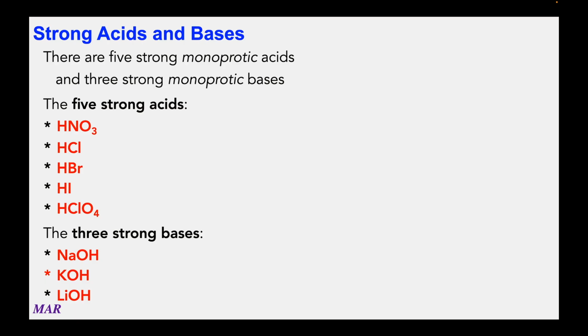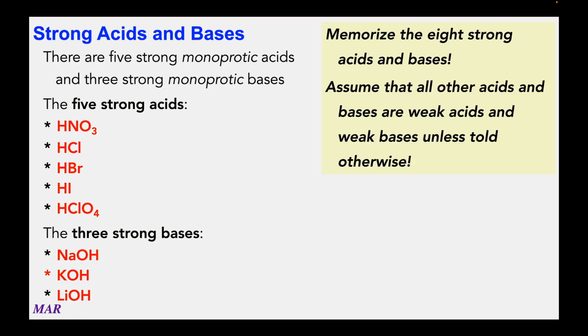And basically for all other bases, we can assume that they will just be weak bases. They won't be strong bases like these. So again, I highly recommend you memorize the 8 strong acids and bases, 5 acids, 3 bases. And there's a lot of uses for this beyond just this discussion, by the way. You can assume that all other acids and bases are weak unless I tell you otherwise, but it should be pretty mellow.